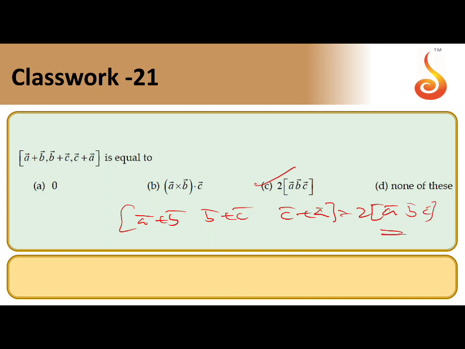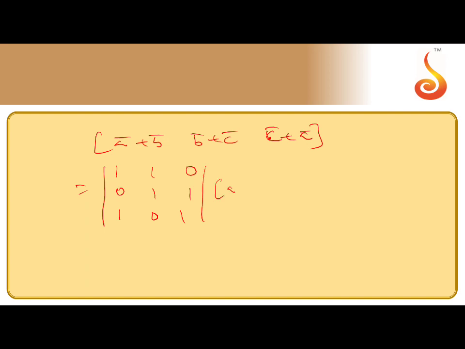So if you want, I will explain the solution for this one. You can use the determinant method for a plus b, b plus c, and c plus a. So this is nothing but the determinant of 1, 1, 0, 0, 1, 1, next 1, 0, 1 into box abc. If anything other than these terms are given, you can follow this.